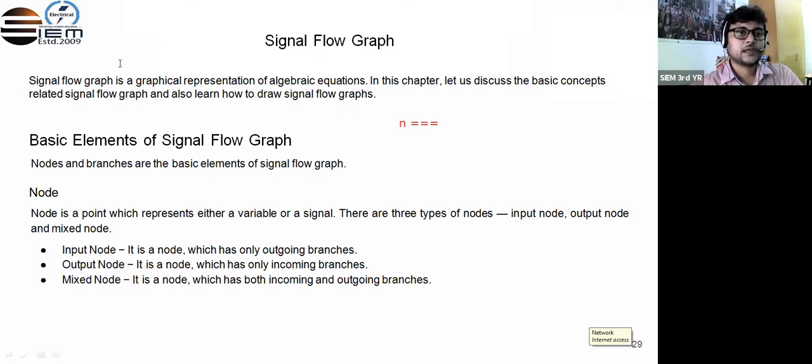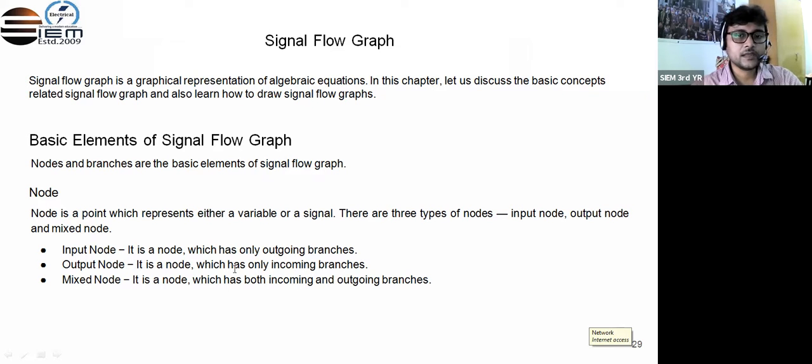Now signal flow graph is a graphical representation of algebraic equations. Signal flow graph is a graphical representation of algebraic equations, and in this chapter let us discuss the basic concepts related to signal flow graph, and also learn how to draw signal flow graphs. Now while considering the signal flow graph, you have to consider the input node, the output node, the mixed node.